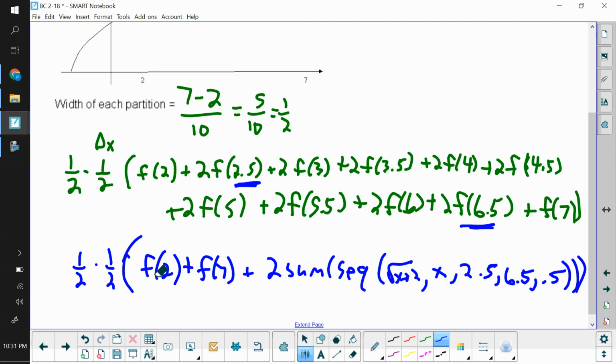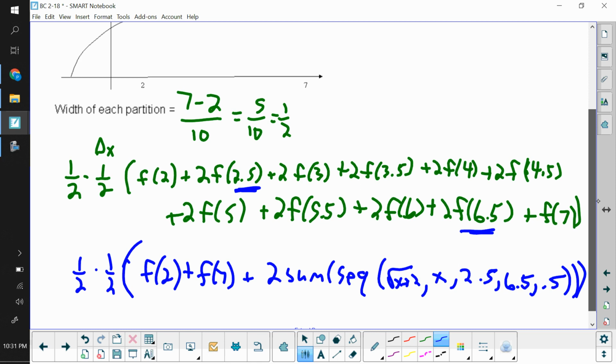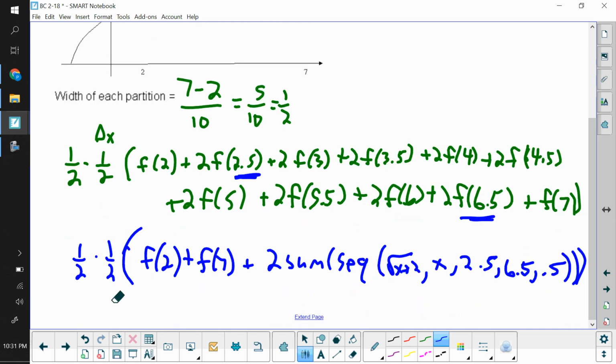Now, for these f of 2 and f of 7's, you can put it in an f1 if you wanted, or it's just square root of x plus 2. So this is just going to be 1/4. Square root of 2 plus 2 is square root of 4, which is just 2. Square root of 7 plus 2 is square root of 9, which is just 3. And then you can see what you get for your sum sequence.